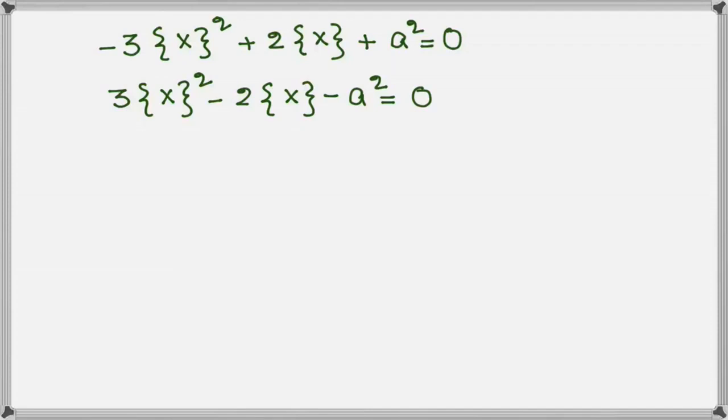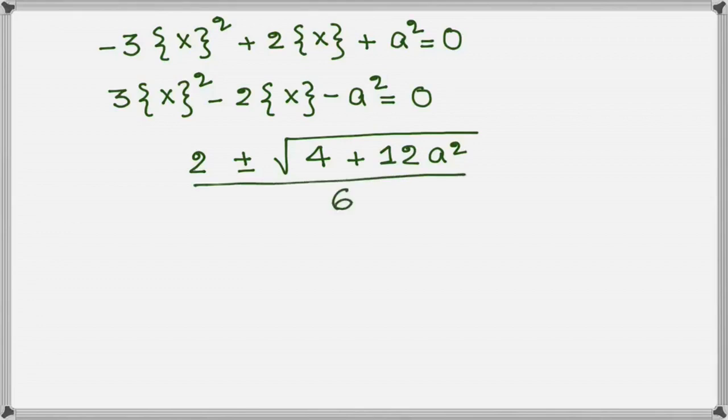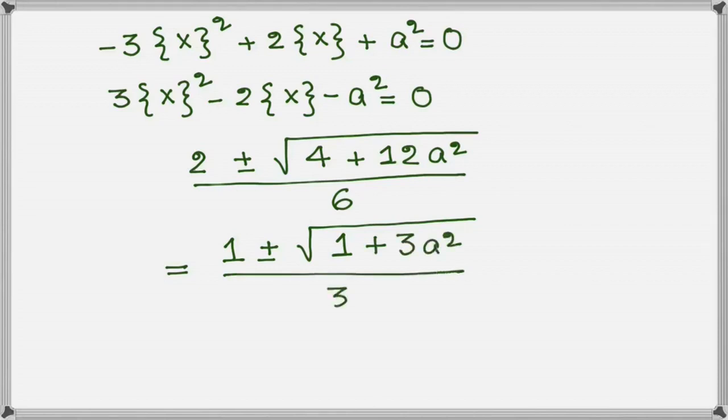Now solving this equation, we will get possible choices for fractional part of x, and they are 2 plus minus square root of 4 plus 12a square, divided by 6. After simplifying, we get this is equal to 1 plus minus square root of 1 plus 3a square, divided by 3. Now note that 1 plus 3a square is strictly bigger than 1, as we have a is not equal to 0.